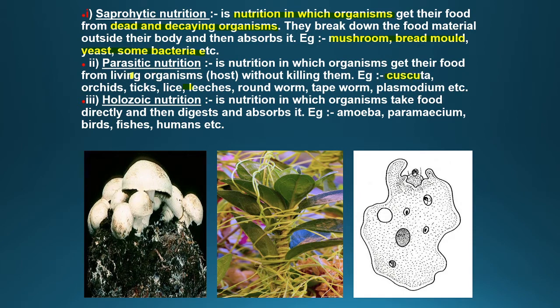Examples are cuscuta, orchids, ticks, lice. Lice, we all know, come in hair. If you don't wash your hair properly, you get a lot of lice, the white colored lice. I've seen it in some people. So guys, please wash your hair daily. Next, coming to roundworm, leeches, tapeworm, which comes in your stomach, and plasmodium, etc. So this is parasitic nutrition.